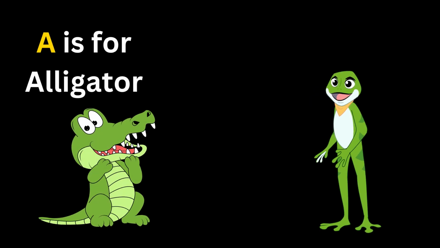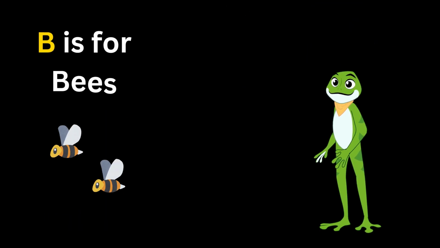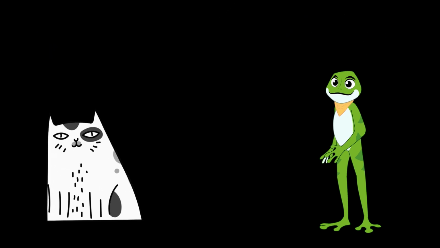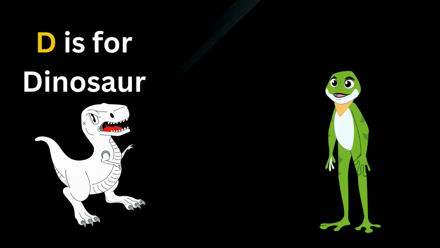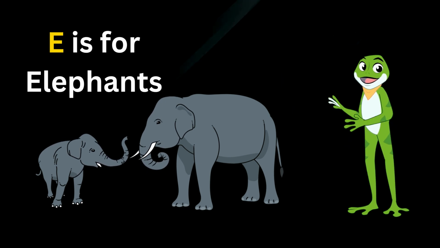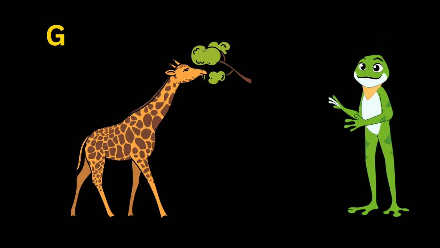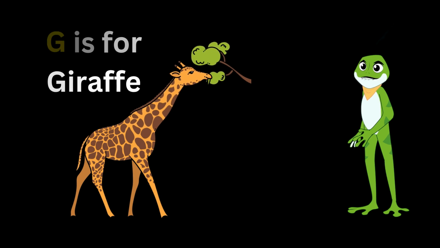A. A is for alligator. B. B is for bees. C. C is for cat. D. D is for dinosaur. E. E is for elephants. F. F is for fox. G. G is for giraffe.